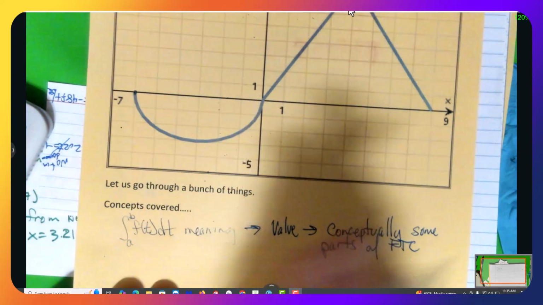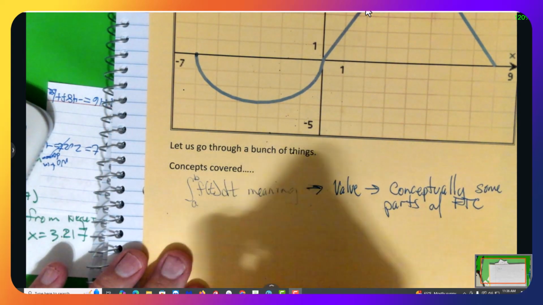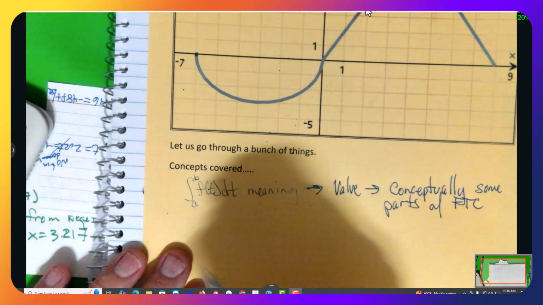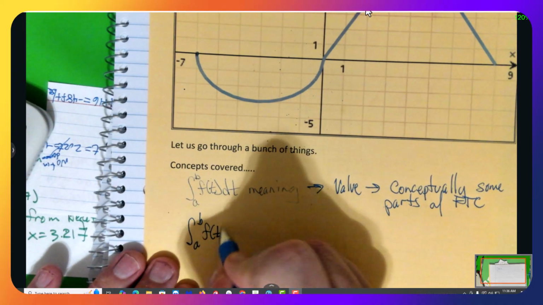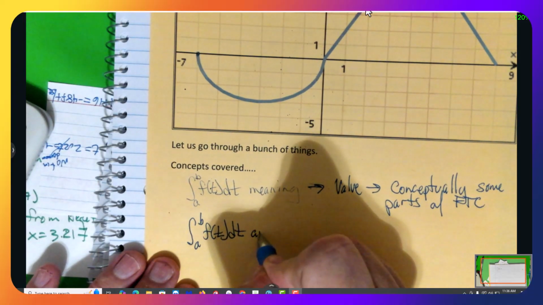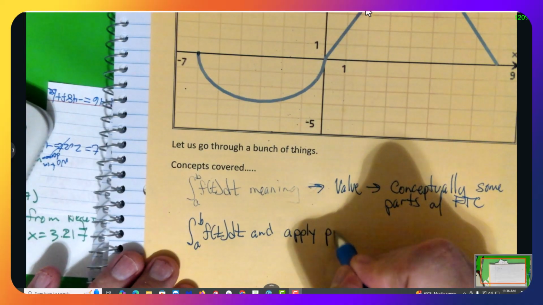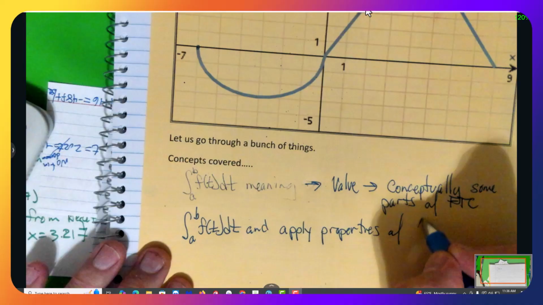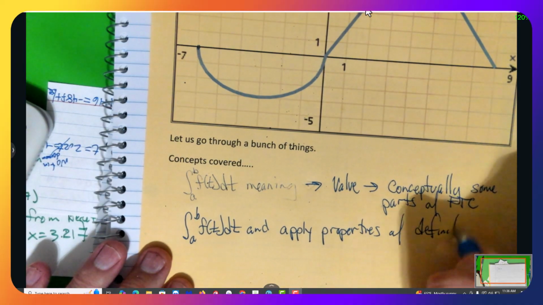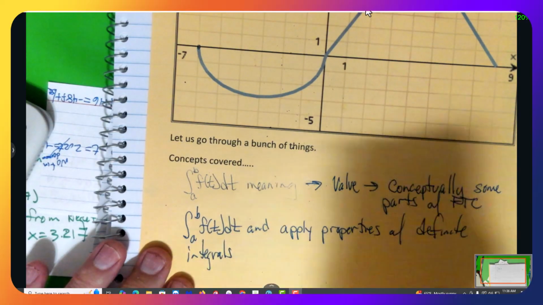So, you know what? I forgot a couple things. If I'm going to test the meaning of a definite integral, I can look at properties of the definite integral. And the way I'm going to do that is I'm going to apply properties of definite integrals. Okay.